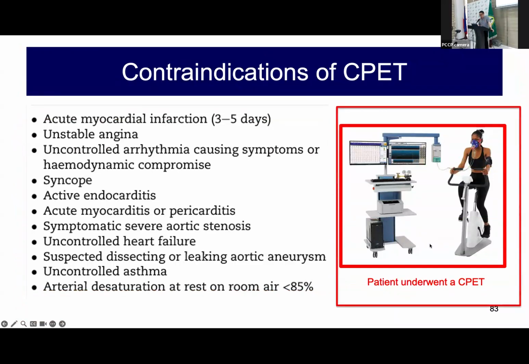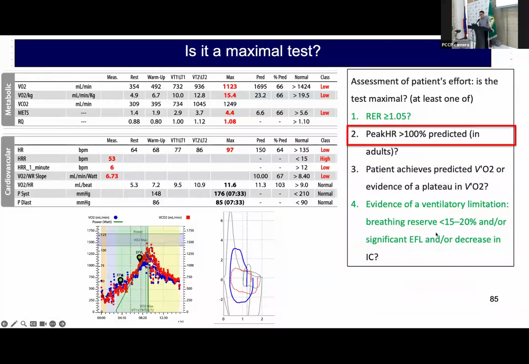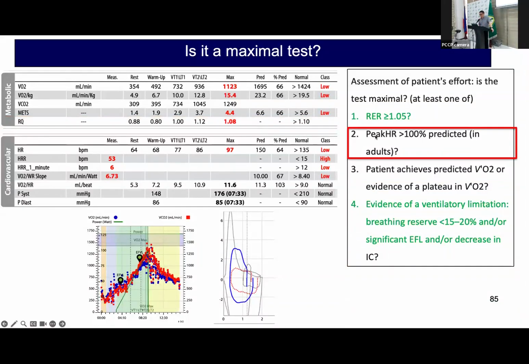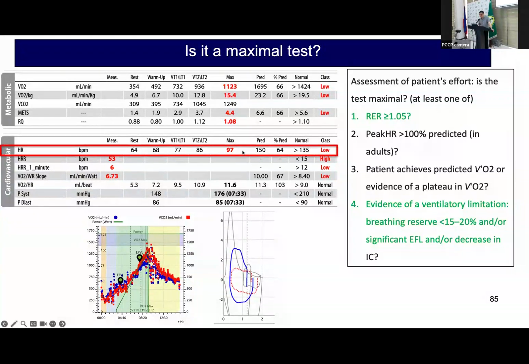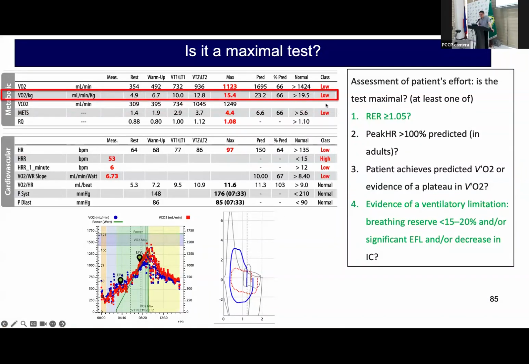So the patient underwent a CPET. Okay. So first question, is it a maximal test? Is the RER of the subject above 105? Yes, it's above 105. So you need only one parameter. It's a maximal test. Okay. Is the peak heart rate more than 100%? No, it's not. It's only 64%. Did the patient achieve the predicted VO2? No, he did not. It's low.